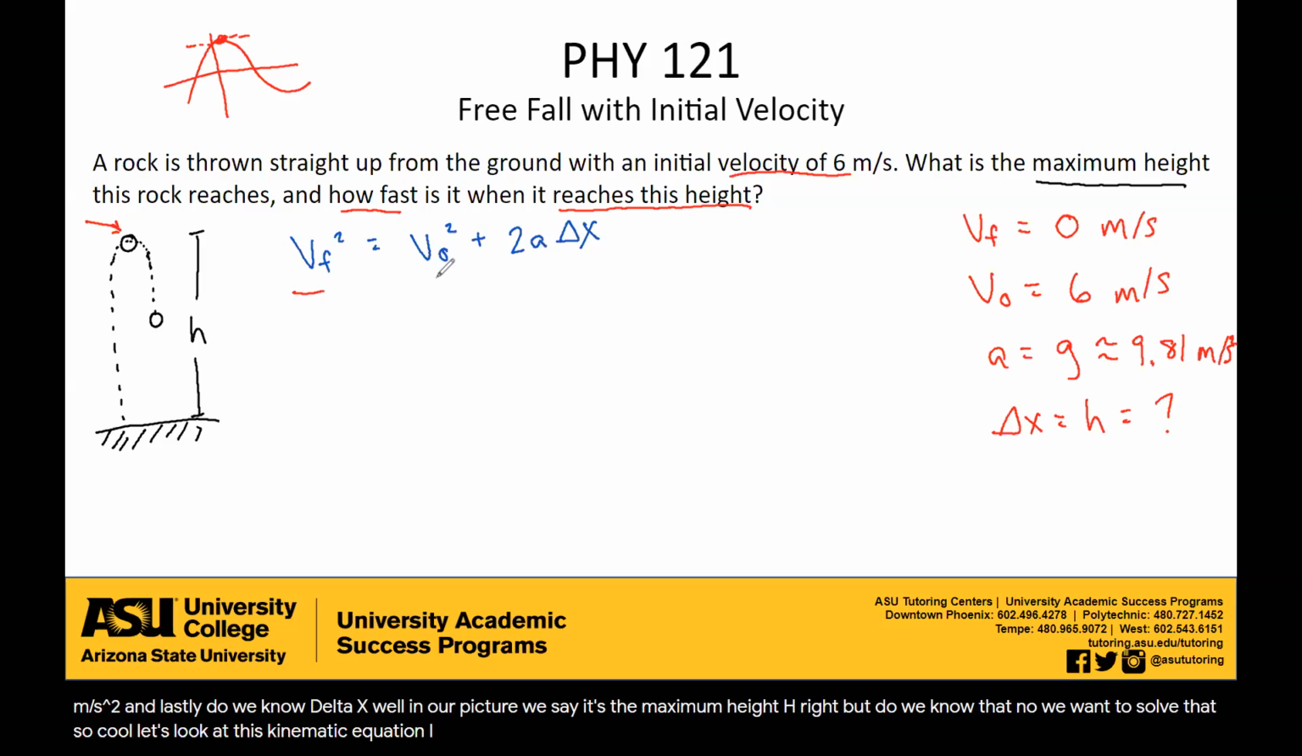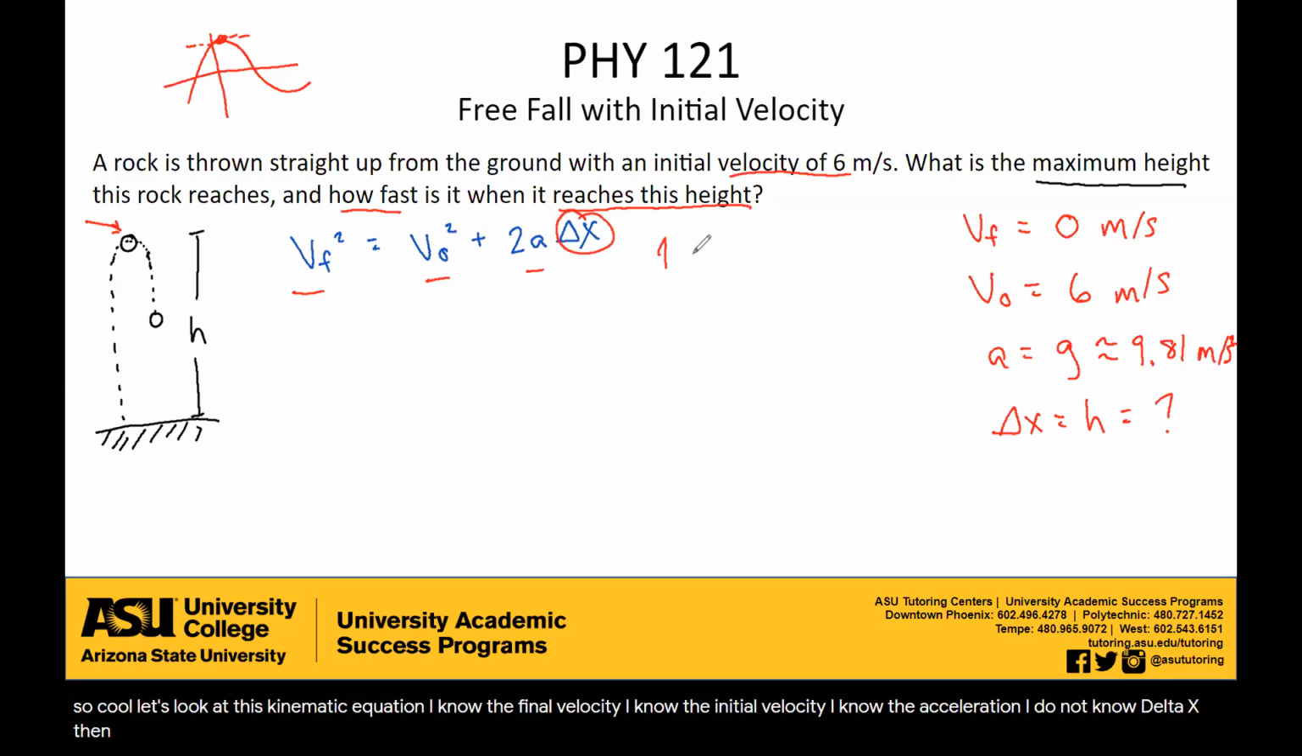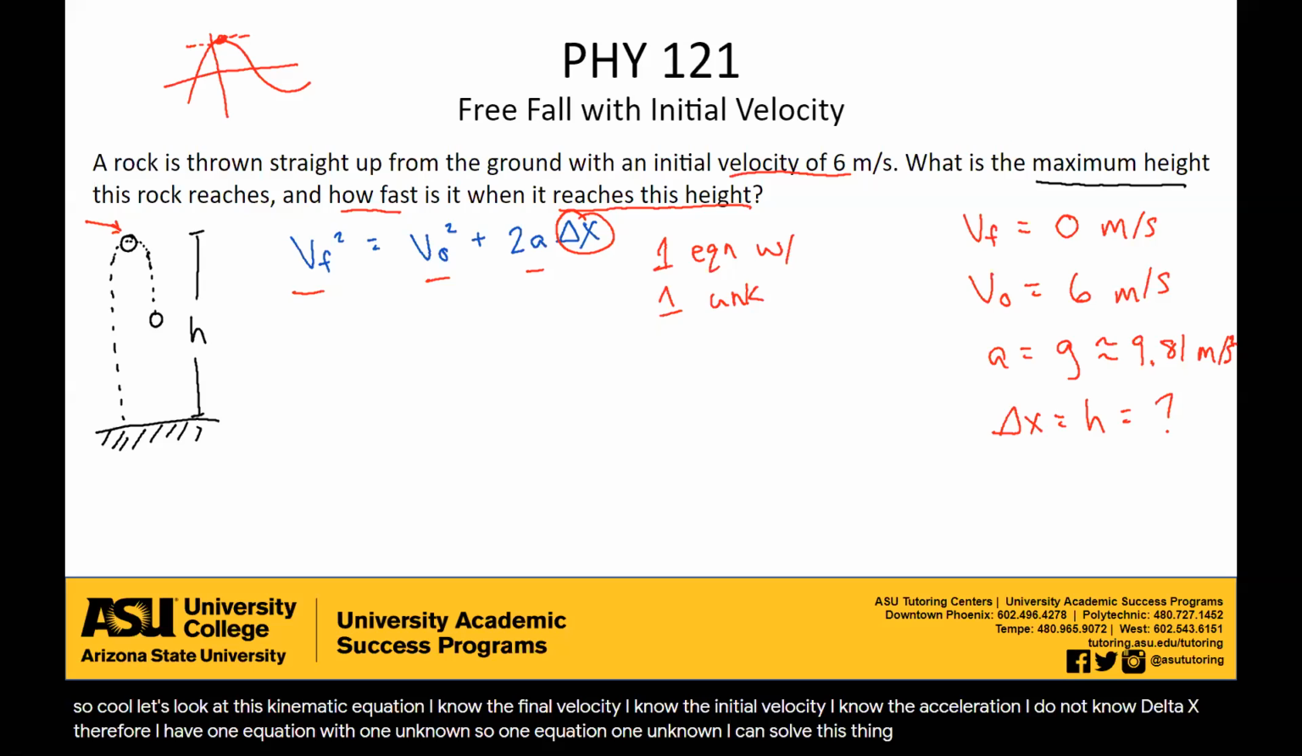I know the final velocity. I know the initial velocity. I know the acceleration. I do not know delta x. Therefore, I have one equation with one unknown. So one equation, one unknown. I can solve this thing. Okay. So I'm going to solve for delta x.